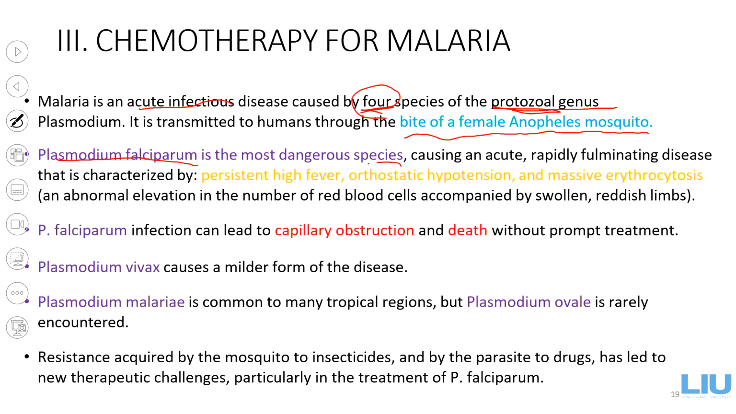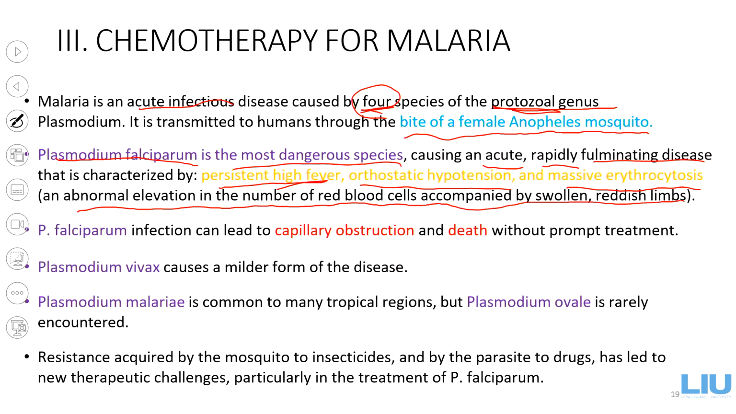It's the most dangerous, causing acute, rapidly fulminating disease that is characterized by persistent high fever, orthostatic hypotension, and massive erythrocytosis, which is an abnormal elevation in the number of red blood cells accompanied by swollen reddish limbs. Plasmodium falciparum infection can lead to capillary obstruction and death if left untreated. So that's the most dangerous species of the malaria protozoa genus.